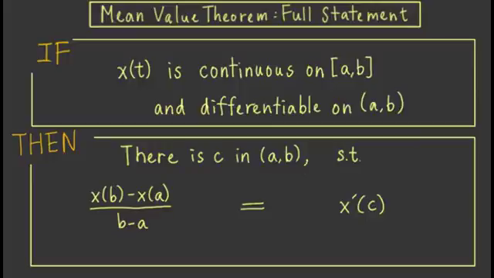Notice in the hypothesis, the function needs to be continuous on the closed interval, including the endpoints, but needs to be differentiable only on the open interval. So the derivative does not have to exist for the endpoints. Let us now do some exercises, and we will continue with some immediate consequences of the MVT.